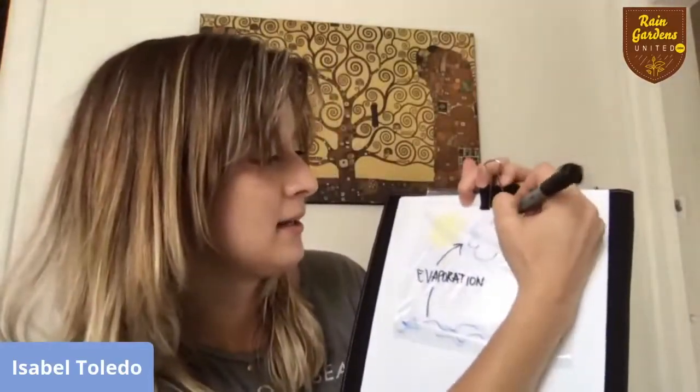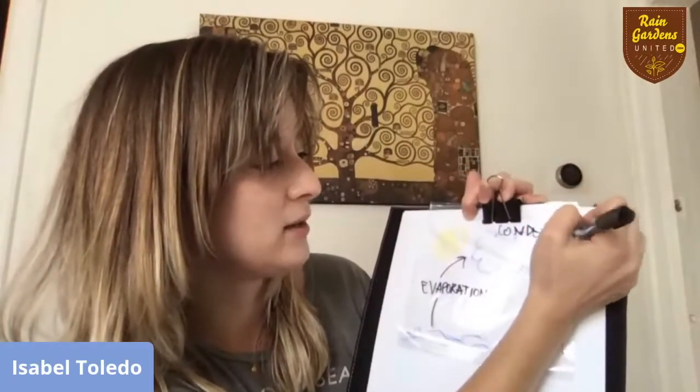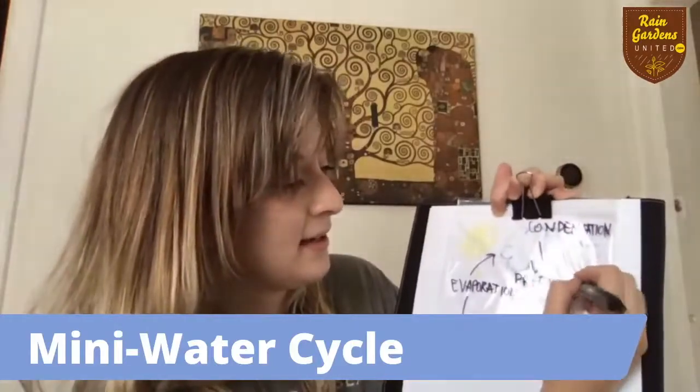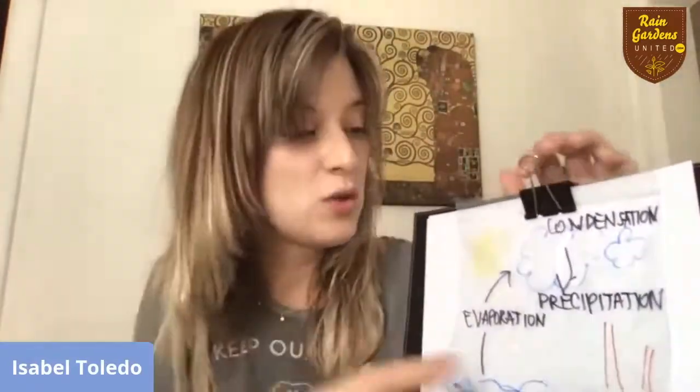So in the clouds, after enough water molecules have evaporated and condensed into clouds, this condensed water will fall down back to Earth as precipitation, which is rain. And this precipitation will go back into the rivers and can be used by the trees and all life forms on Earth.